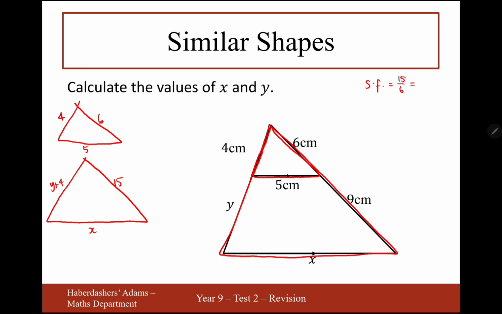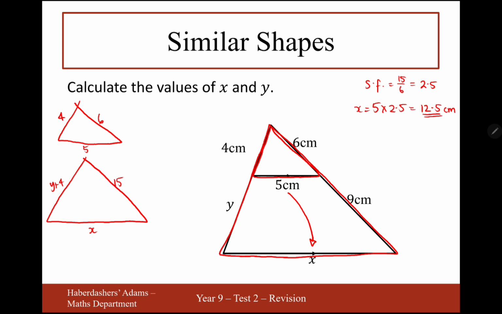15 divided by 6 is 2.5. So the scale factor in this question is 2.5. So to get from 5 to x, you've got to multiply by 2.5. So 5 times 2.5 is x, which is 12.5. Lovely, 12.5 centimeters for x.